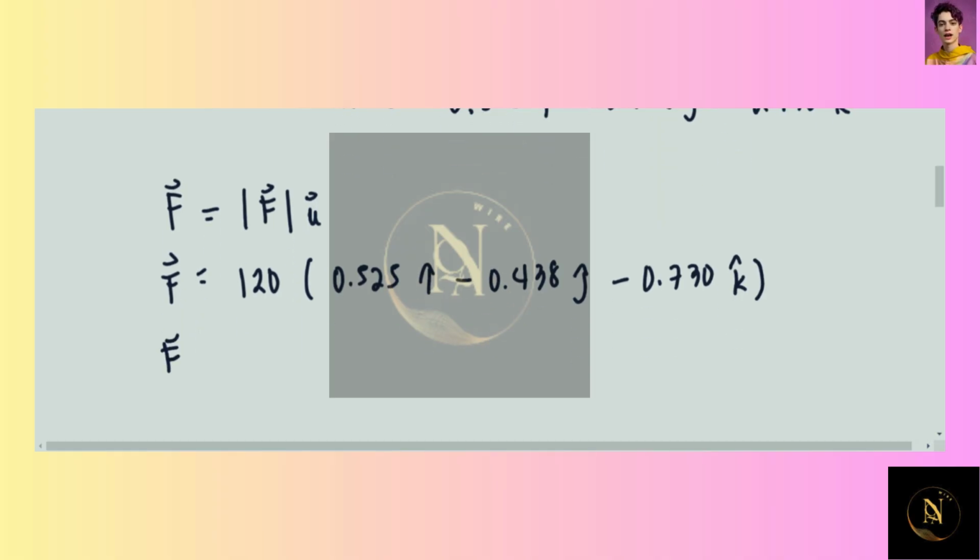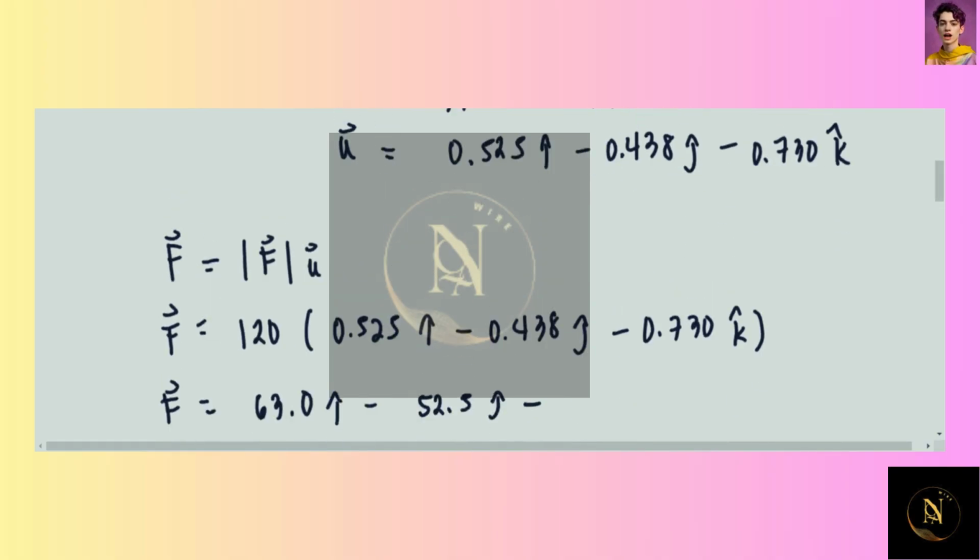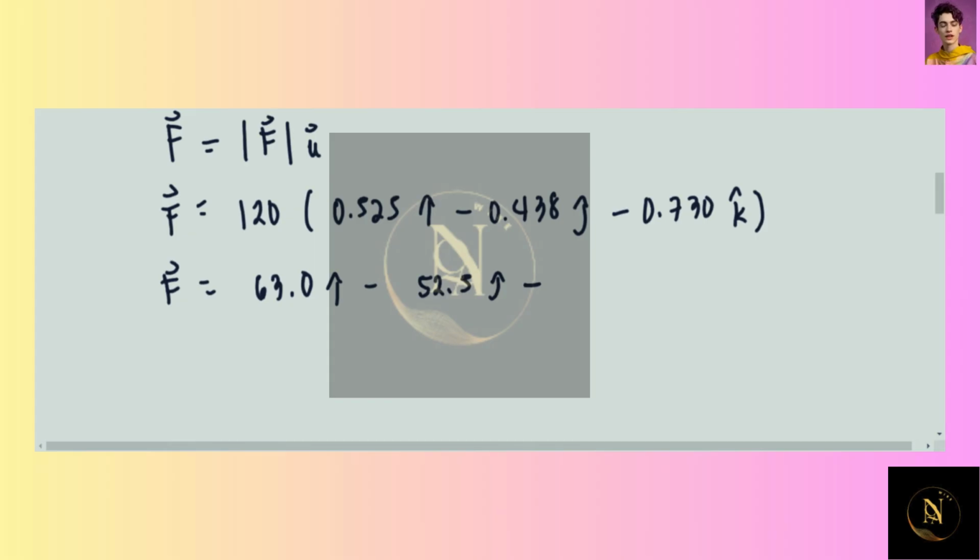So 120 times 0.525 is equal to 63.0 i hat. Then 0.438 times 120 is 52.5, and finally we have 0.73 times 120, which is 87.6. So I hope everything is clear.